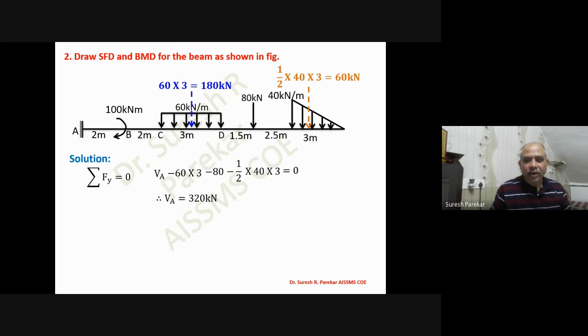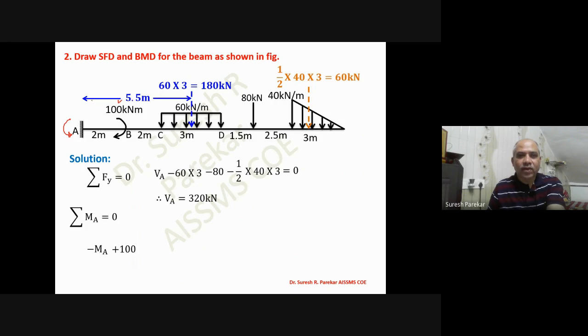So now knowing the value of Va, we will take moment about A equals 0. Then we have minus Ma. We are assuming the moment at A is anti-clockwise, so we are considering it as minus Ma. Then we have plus 100 due to this couple. Then we have 60 into 3 into 5.5. The load will act at center, and the distance till the center is 1.5. So 2 plus 4 plus 1.5, so 5.5. So we have plus 60 into 3 into 5.5.